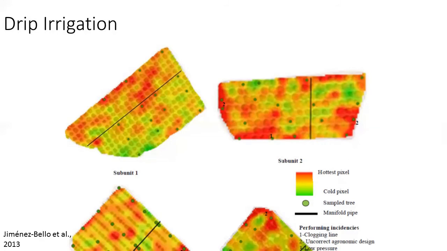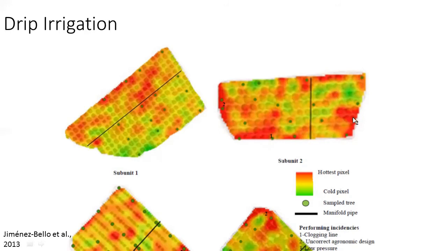And so when a plant or a tree is stressed, it's going to get hotter. Just like when you get sick, you run a fever, you're going to be hotter than you normally would be. So in this case, they flew over the field, and where you see that number 1 identified, they went back out and found that there was a plugged drip line in that area, and that's why these trees were coming out red, because they weren't getting enough water.